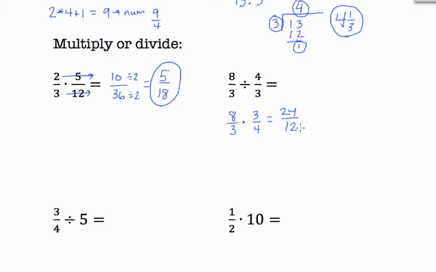A couple of ways of reducing this. One way is just to do the division problem. 24 divided by 12 is 2. Also, if you wanted to reduce it, you could also divide out a 12 from both top and bottom, which would give you 2 over 1, and 2 over 1 is the same thing as 2. So either way you reduce, you get an answer of 2.